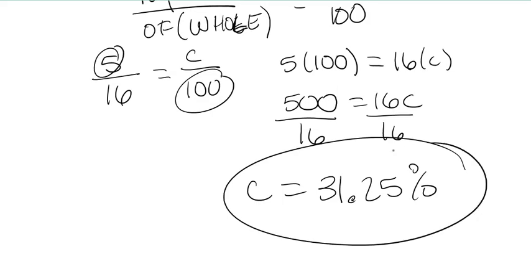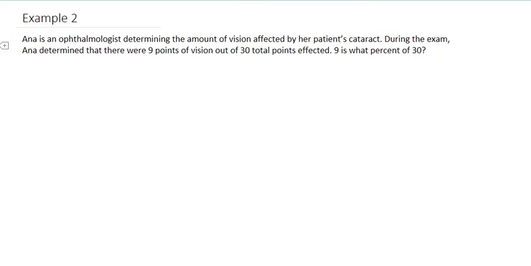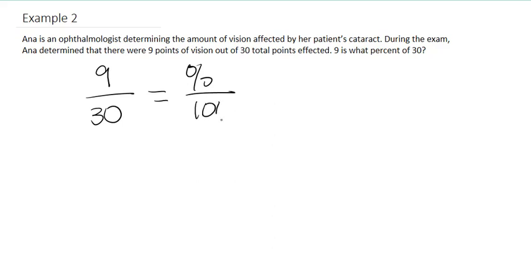Now, let's look at another example. Anna is an ophthalmologist determining the amount of vision affected by her patient's cataract. During the exam, Anna determined that 9 points of vision out of 30 total points were affected. So 9 is what percent of 30? To do this, we write 9 as our numerator, and then we have of 30, which is our denominator. And then we're looking for a percentage, so this is equal to percentage over 100.